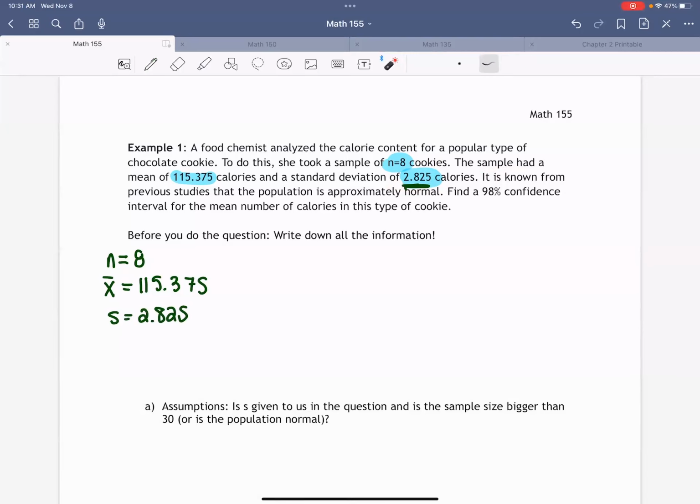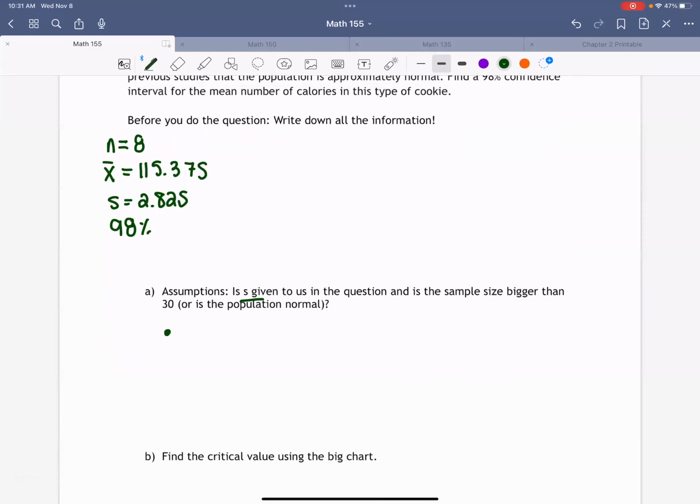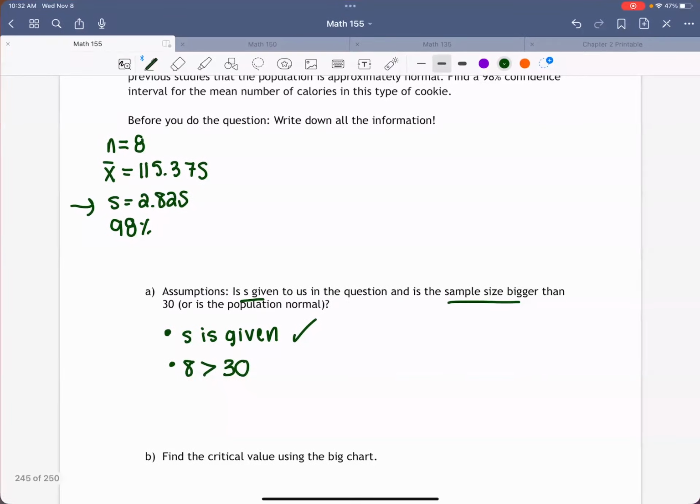Okay, assumption time. We need to ask if S is given to us, right? Well, S is given to us. It's 2.825. So S is given. The reason I ask this is because later on, we're going to have to figure out, okay, is sigma given? Is S given? It's just good practice to be like, okay, S is given. I can use the big chart. We're good. Is the sample size bigger than 30? Well, the sample size is 8. Is 8 bigger than 30? No, right? So that's a sad face.